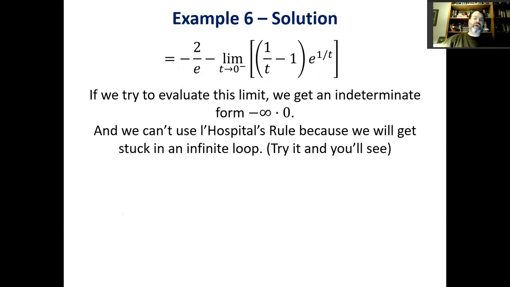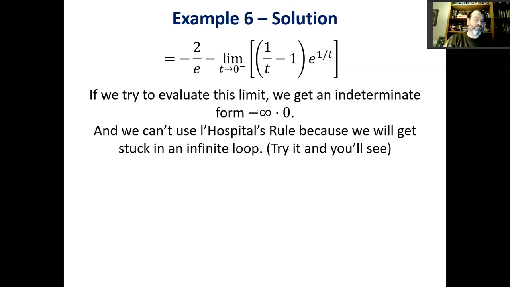But it's still minus because the rest of the stuff is still negative. And then you try to evaluate this limit. You plug in 0. And you get, now remember, it's negative. You get 1 over 0, which is negative infinity, times e to the 1 over negative infinity. So e to the minus, so it's 1 over 0, which is negative infinity. So you get a negative infinity times 0, even though it's negative 0. But it's of the form negative infinity times 0. And it turns out that if you try to use L'Hopital's rule here, it doesn't work. You get stuck in an infinite loop.